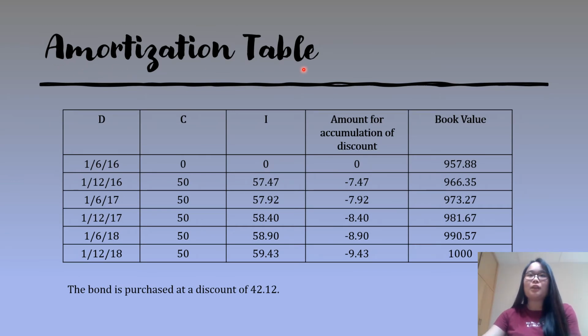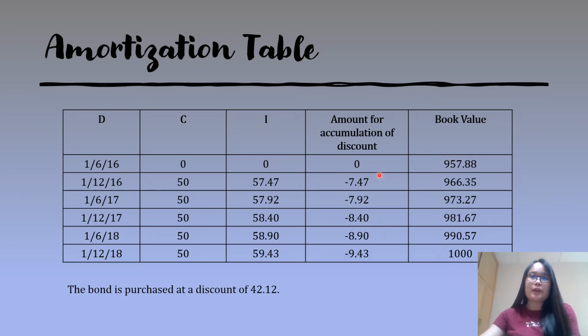Basically, the concept is quite similar to the premium bond. However, we can observe that for this column there are negative values, because the interest earned is always larger than the coupon payment. So let's observe T equals 1. The actual interest earned is 57.47. However, they only receive a coupon payment of 50 ringgit. So that's an extra of 7.47.